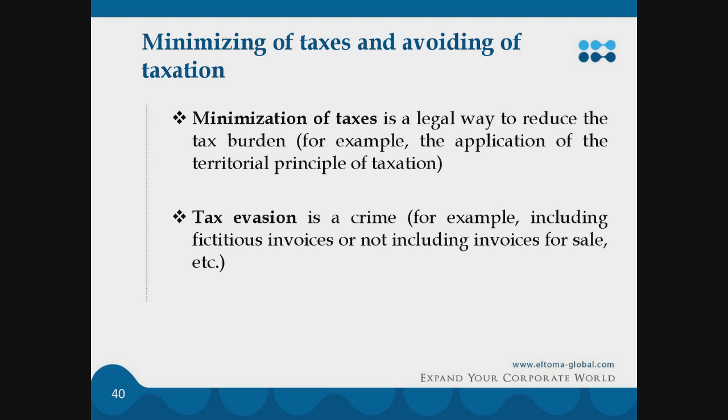If we speak about minimizing of taxes and avoiding of taxation, it's better first to discuss the main points. Minimization of taxes is a legal way to reduce the tax burden. For example, the application of the territorial principle of taxation. Tax evasion is a crime. For example, including fictitious invoices or not including invoices for sales, etc. So be aware that there are minimization of taxes and tax evasion. Tax evasion is a crime, and we have penalties for tax evasion.